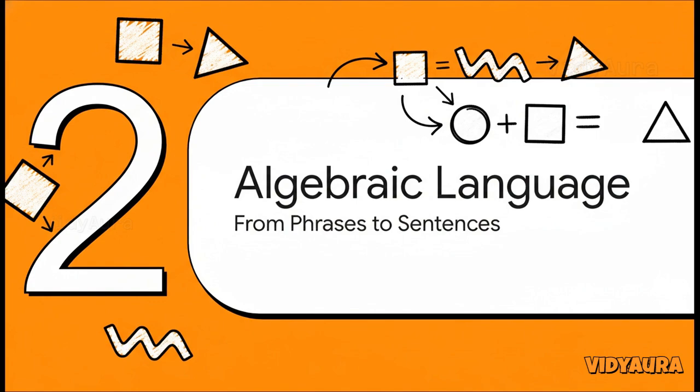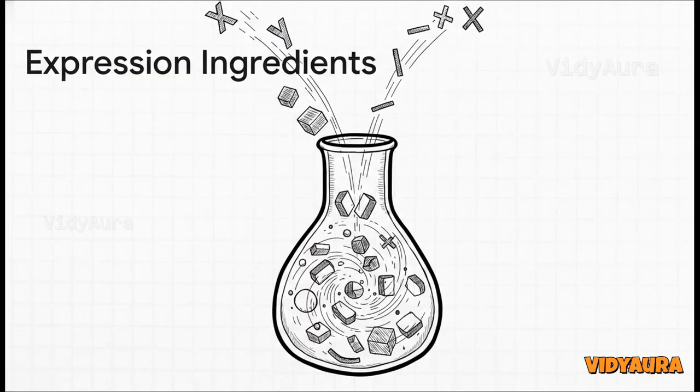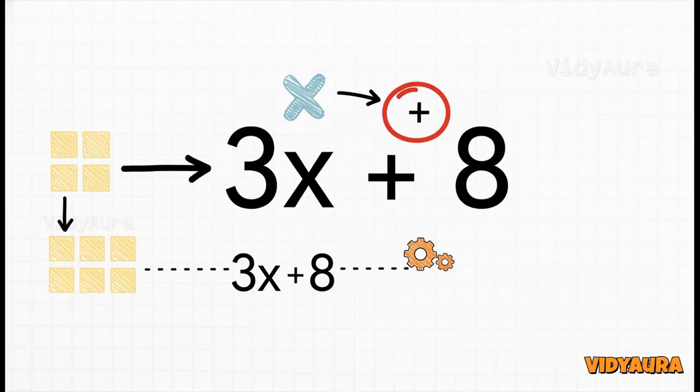Now let's see how we can start putting them together to build phrases, and then full-on sentences. You see, in algebra, a phrase is called an expression, and it's made up of just 3 simple ingredients. You take your variables, you add in your constants, and you mix them together with the operations you already know: plus, minus, times, and divide. That's it. Let's look at a classic example, 3x plus 8. This is just a fancy way of saying 3 times some unknown number plus 8. See, the x is our variable, the thing we don't know, and the 3 and 8 are our constants.